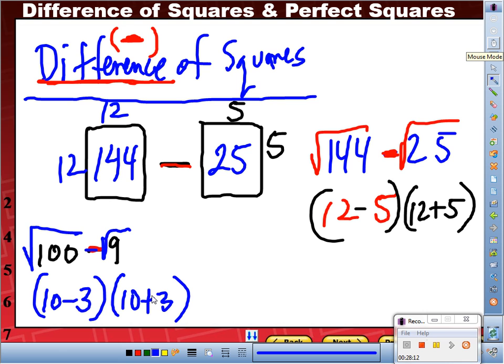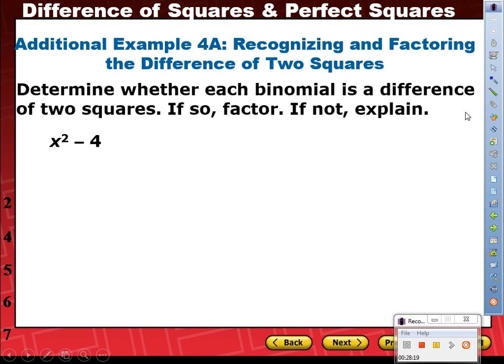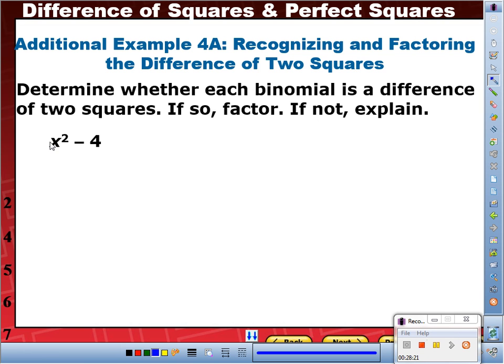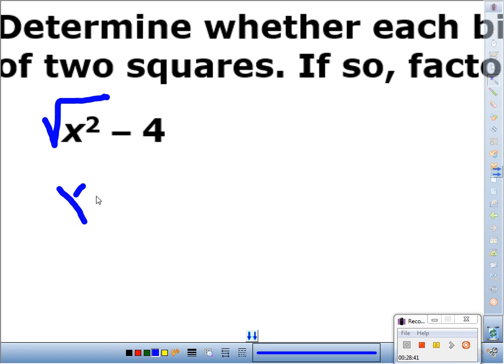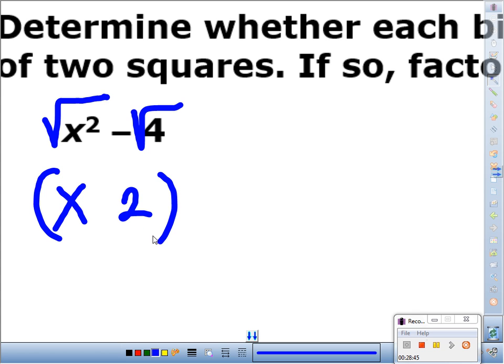Alright, here we go. Copy this one, please. Example 4a: x squared minus 4. Let's find out if this is a difference of squares. Is it subtracting? Yes. Is it two terms? Yes. So far so good. Square root of the first, x. Square root of the last, 2. Therefore my factors are x minus 2, x plus 2.